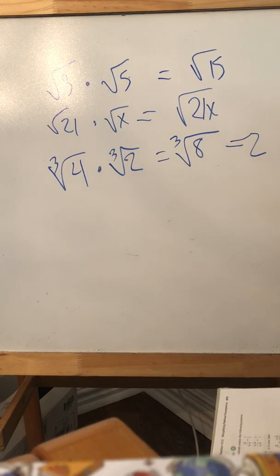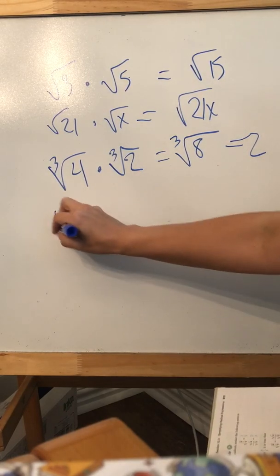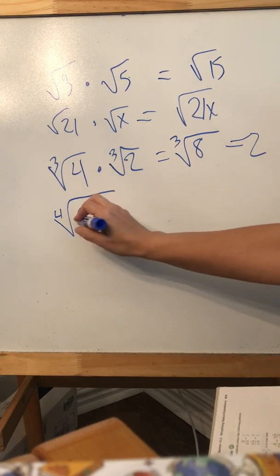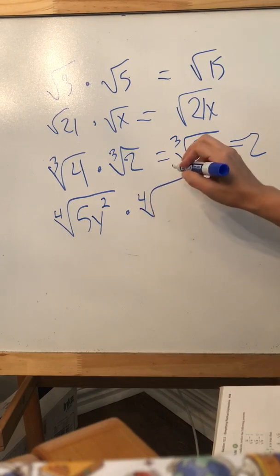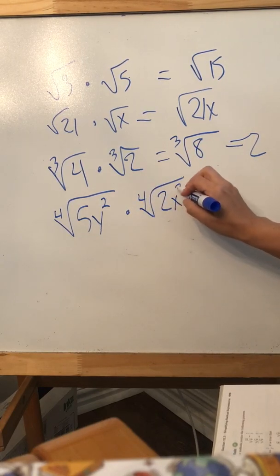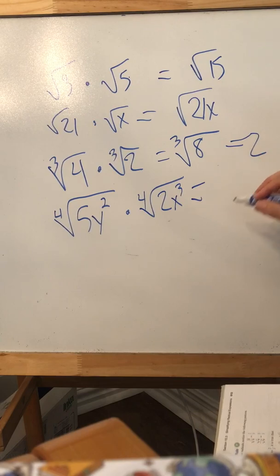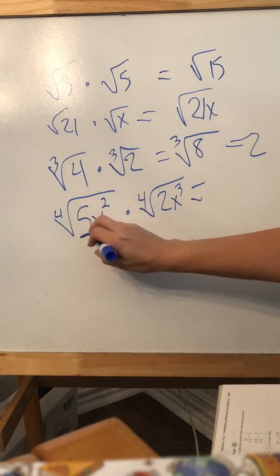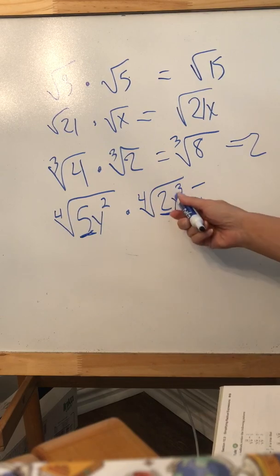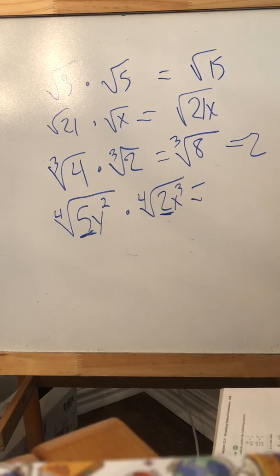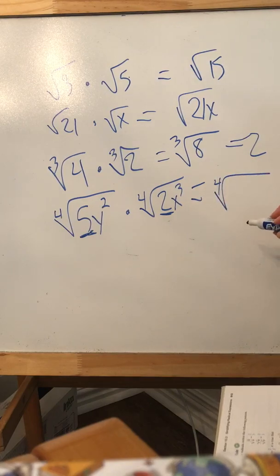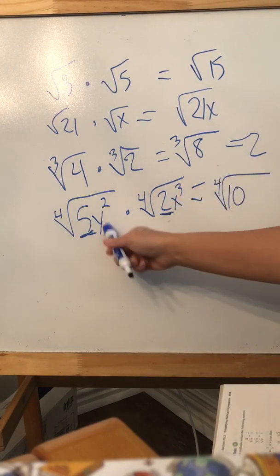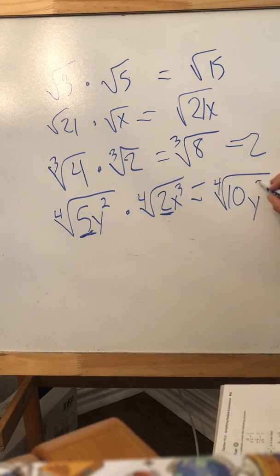Okay, so D, we have 4th root of 5y squared times the 4th root of 2x to the 3rd. So you can multiply those together. This 5 and this 2 are not attached to any exponents under the root sign. So you're going to have the 4th root of 10, now y squared, and this is x to the 3rd.